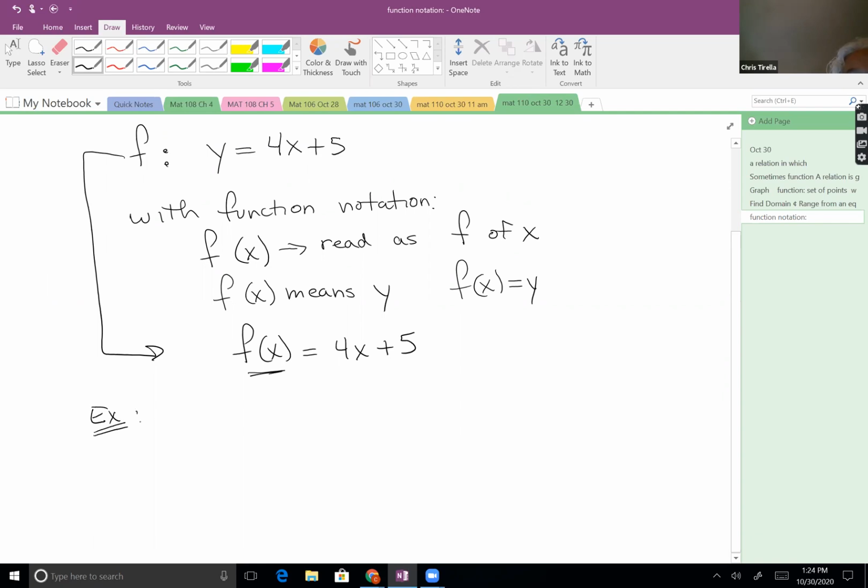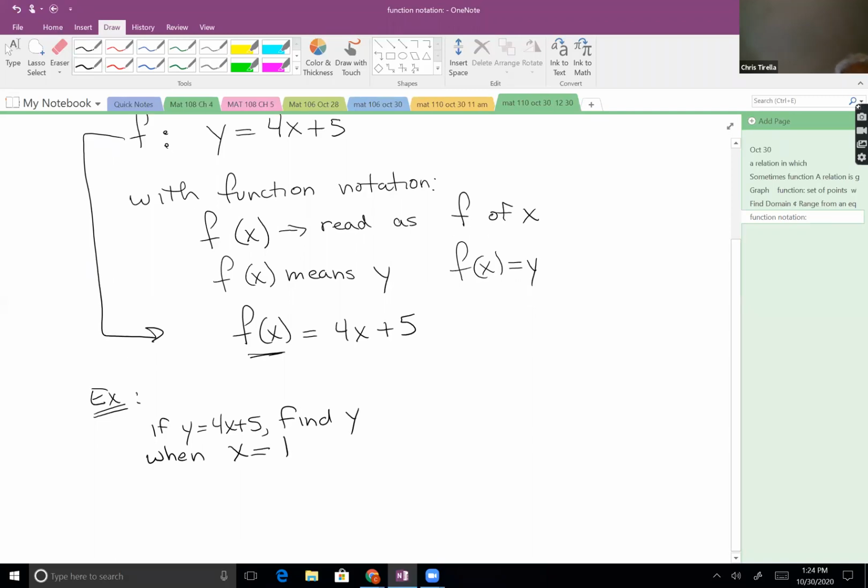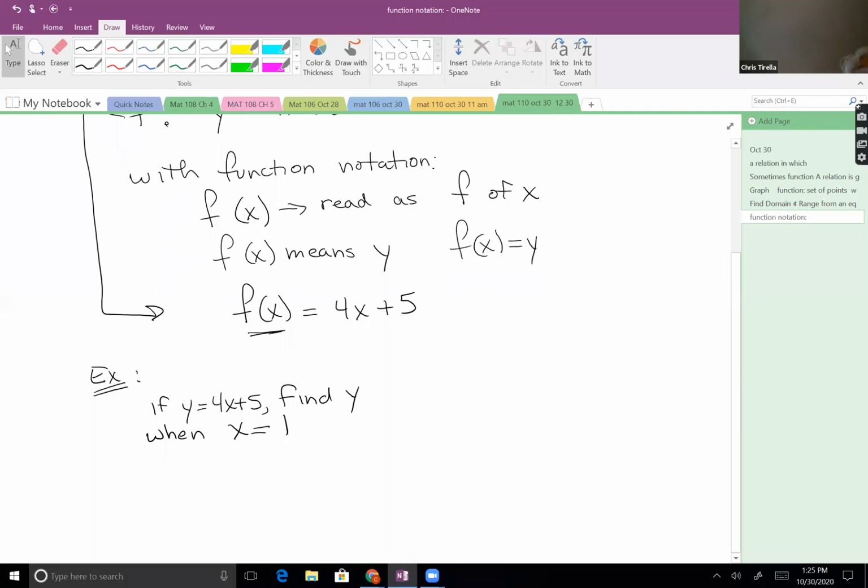So let's say, for example, I know that y equals 4x plus 5, you might be asked to find y when x is equal to 1. If I were asked to find y when x is equal to 1, well, I'd say that y is equal to 4x plus 5. And what would you do with that 1? Wouldn't you put it in for x? Yeah.